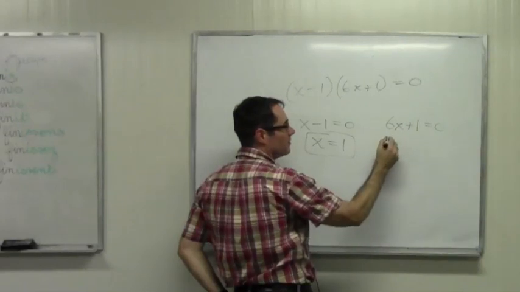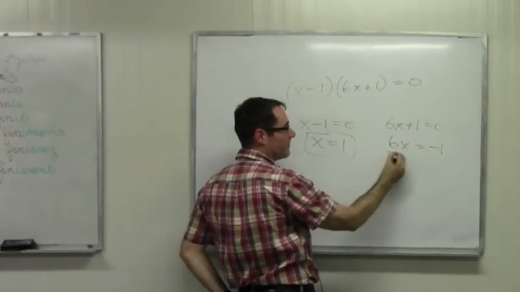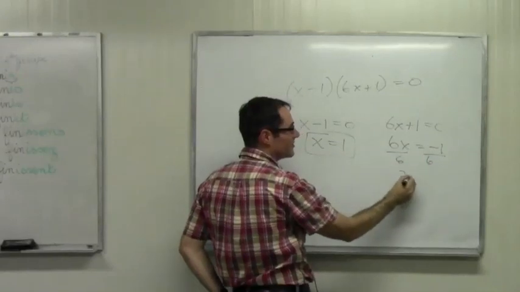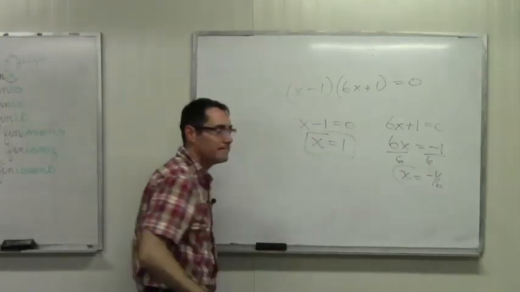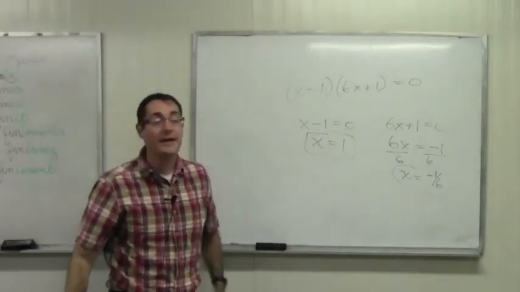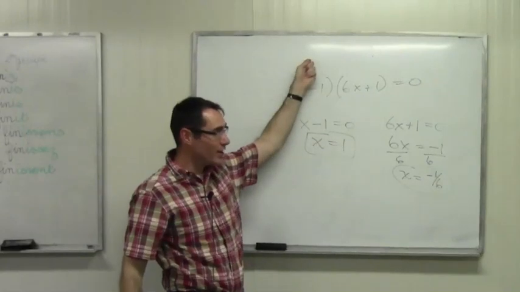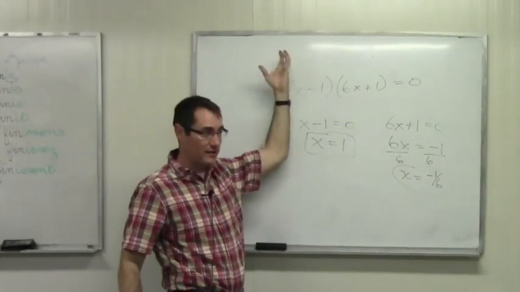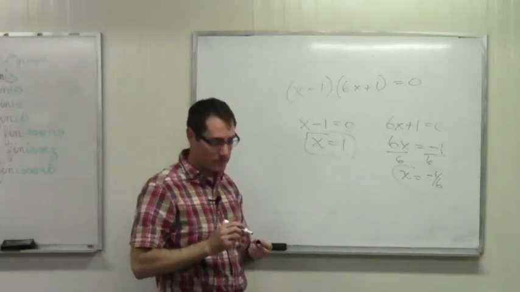This one, 6x plus 1 equals 0. Subtract 1 from both sides, 6x equals negative 1. Divide both sides by 6, and you get x equals negative 1/6. That's how you do that one. Now, you can plug those into the original and check to see it works. You should get the left side equals the right side. Should work fine.